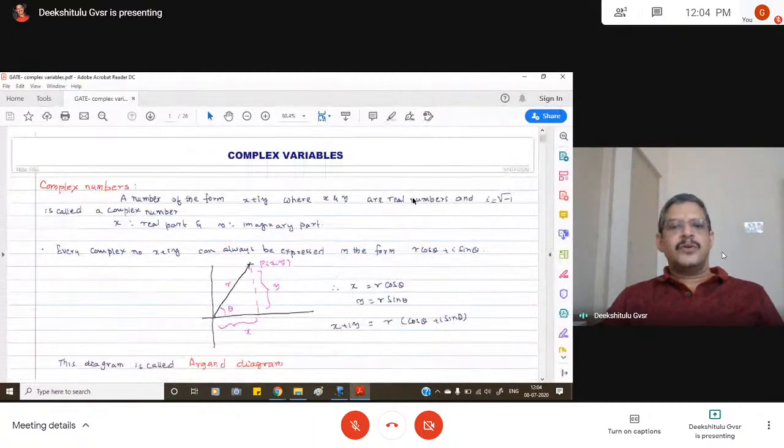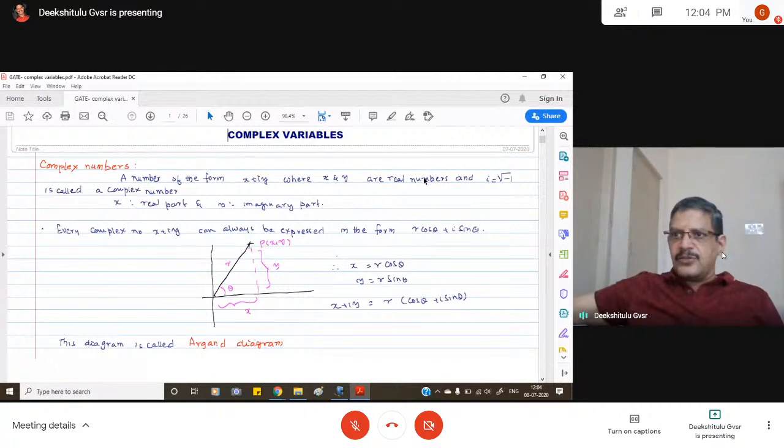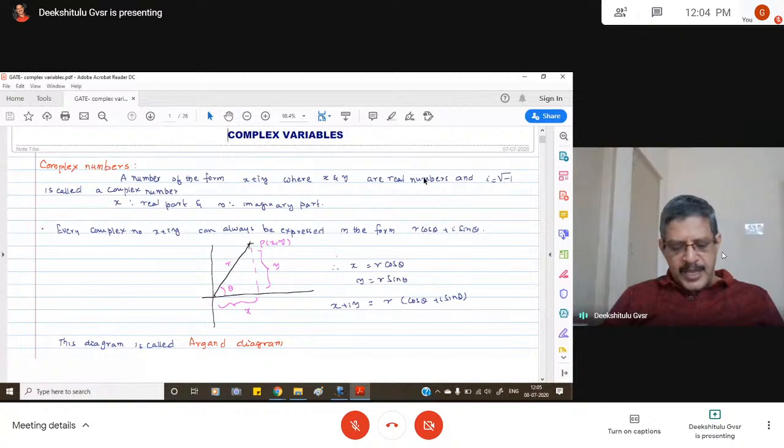Yes. So we have done some introduction, we have learned what is a complex variable. Maybe at intermediate level you have studied, at BTech level also you have studied a bit. So a number of the form x plus iy is said to be a complex number if x and y are real numbers and i is square root of -1. I repeat, x plus iy, where x and y are real numbers and i is square root of -1, is called a complex number.